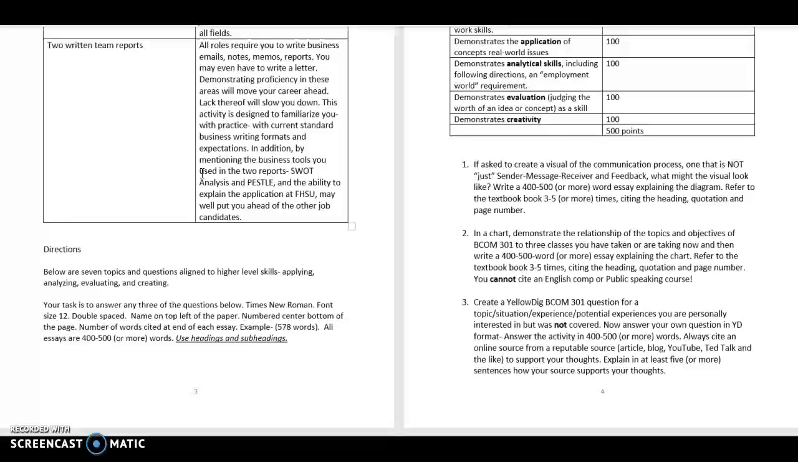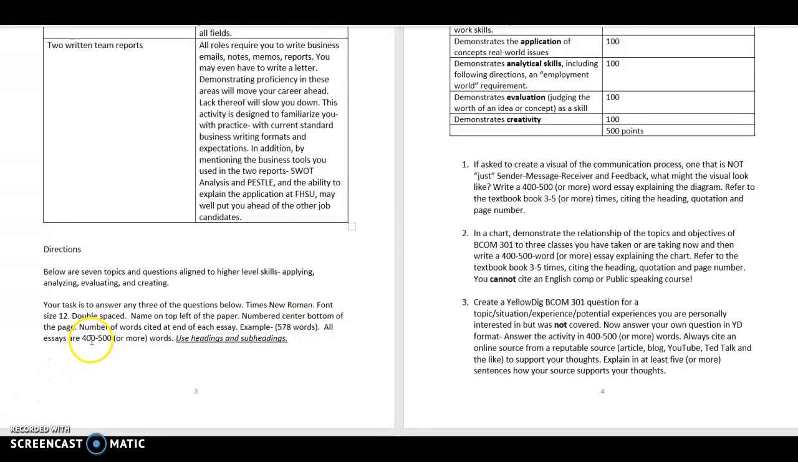Follow the directions. Times New Roman, font size 12, double spaced. Please put your name on the left top of the paper. Number them at the center bottom of the page. At the end, give me the word count. Just a parenthesis with the word count.